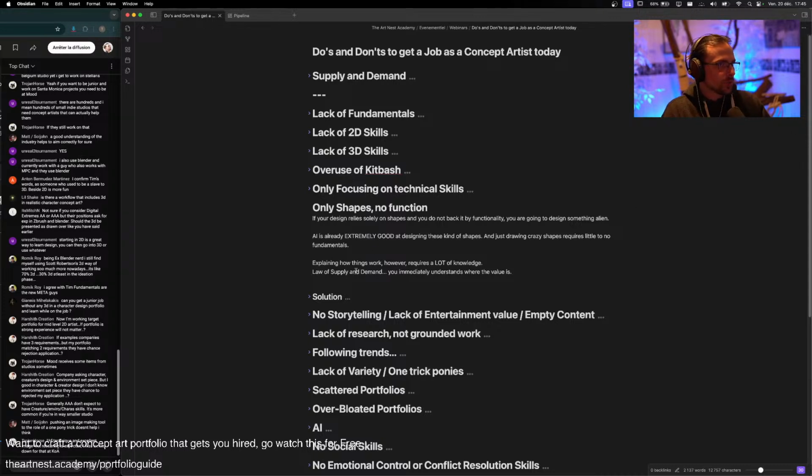So if your design relies solely on shapes and you do not back it with functionality, you are going to design something alien. And that's a big problem, because someone is going to have to model it. If it doesn't make any sense, it's not going to be possible to model it, or else it's going to take a lot of extra effort and time for the 3D modelers, and they will not be able to model the design one-to-one, which is a big problem.